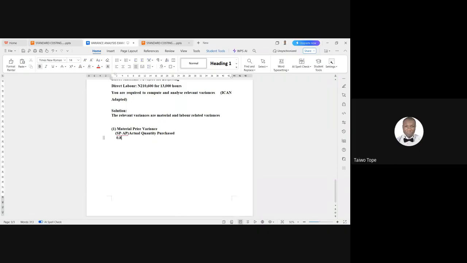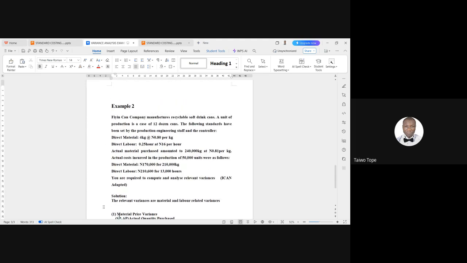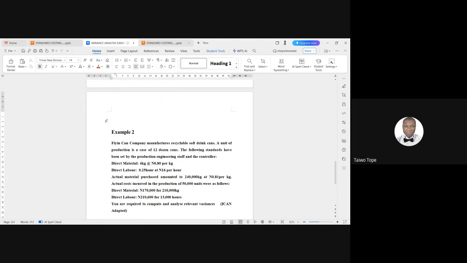That is 0.8, 80 kobo. See it here, from the question, for emphasis purposes: the following standards have been set by the production engineering staff and the controller. Direct material, these are the standards that have been set. So in terms of the material we are going to the market to buy, what is the standard price? It's 80 kobo per kg.